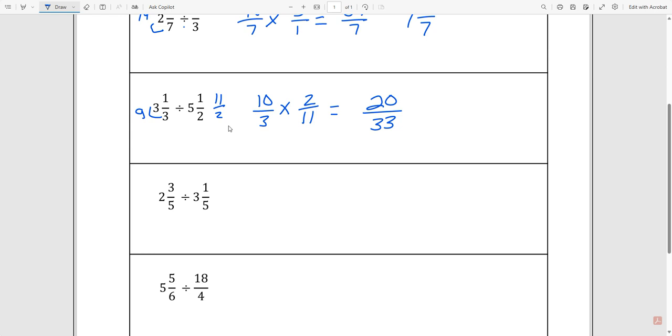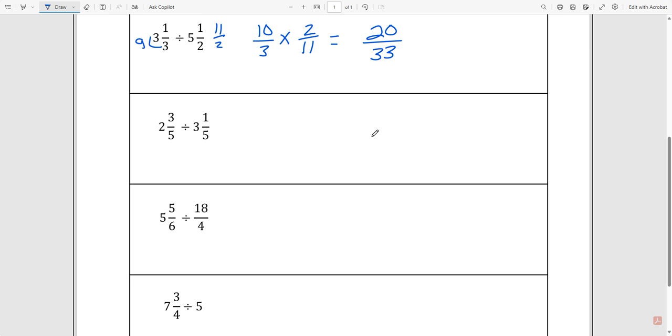2 and 3/5 divided by 3 and 1/5. Again, convert both of these to improper fractions, change the operation to multiplication, flip the second fraction, then simply straight multiply both of them. 2 times 5 is 10, and then we'll add the numerator 3 and get 13/5. Then I'll change the operation from division to multiplication. 3 times 5 is 15, plus 1 is 16 over 5. So that's 16/5.